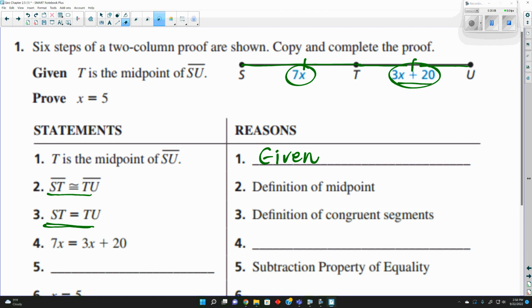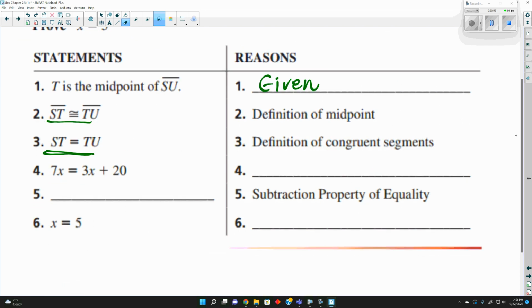3x plus 20. S to T is 7x. T to U is 3x plus 20. So they're both equal. If we said they were both 7x, it wouldn't solve it. The length from here to here is the same as the length from here to here, but the value of x that makes 7x and 3x plus 20 the same aren't going to be the exact same number. So this here is going to be our substitution property of equality.